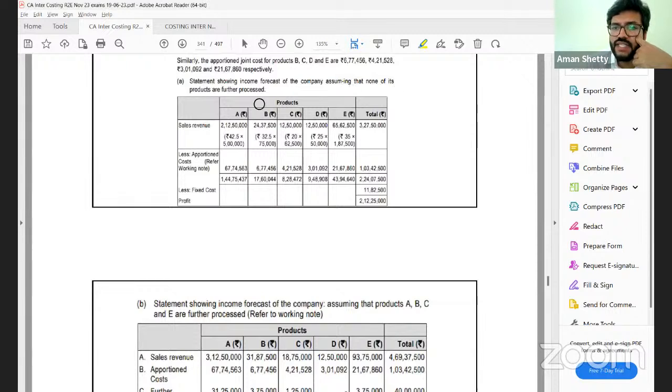This is assuming that none of its products are further processed. So very simple. Sales value minus apportioned cost or joint cost and less fixed cost in total, you'll get the profit. Clear? Yes. Sales minus joint cost.